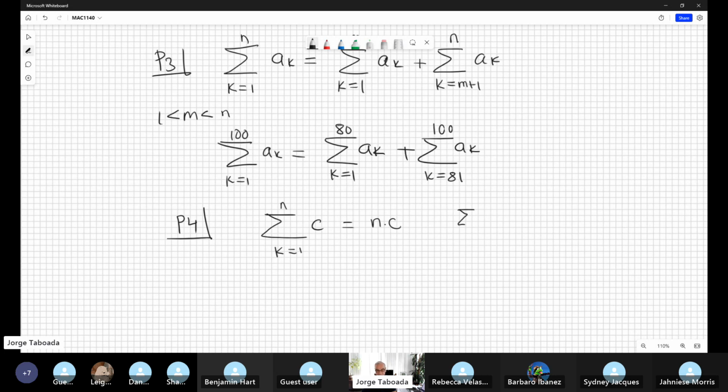Example: suppose k from 1 to 5, and the constant inside is 20. So c in our example is 20. Well, this is 20 + 20 + 20 + 20 + 20, five times. From 1 to 5, we have 5 elements. 20, 40, 60, 80, 100. And what is the easy way? Using property number 4, you multiply that number and that number: 5 times 20 is 100. This happens when inside the summation we have a constant, not a variable, only when it's constant, okay?